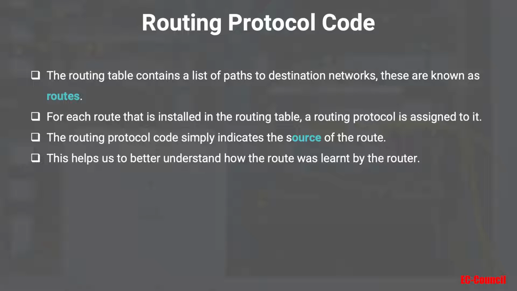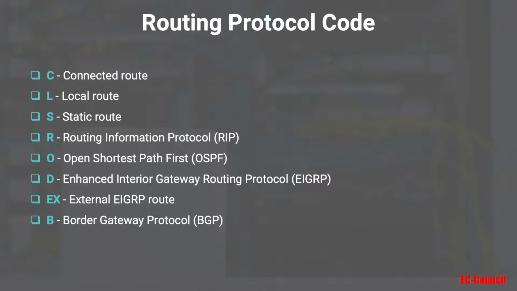So what does this mean? The routing protocol simply tells us how the router learned about a particular route to reach a destination network. Within the routing table, there are many different codes, and these are some of the main codes that you have to know as a network engineer. So, C means it's a connected route. A connected route is directly attached to a router.